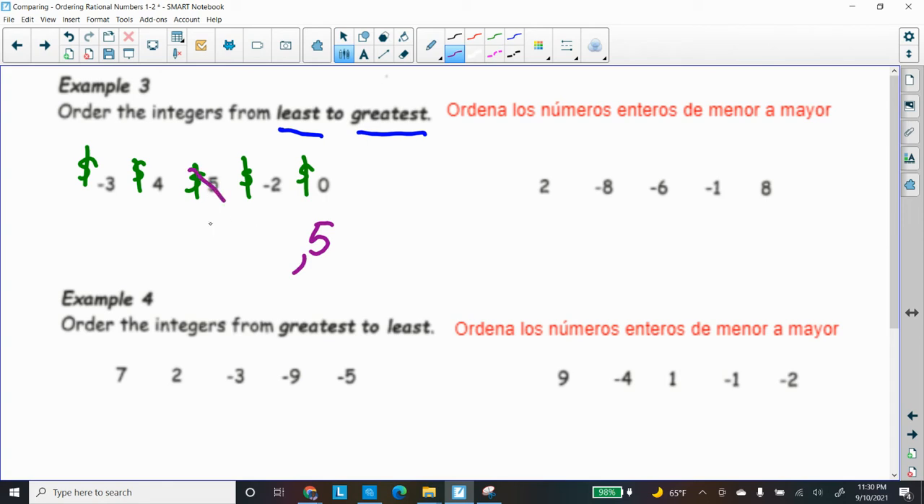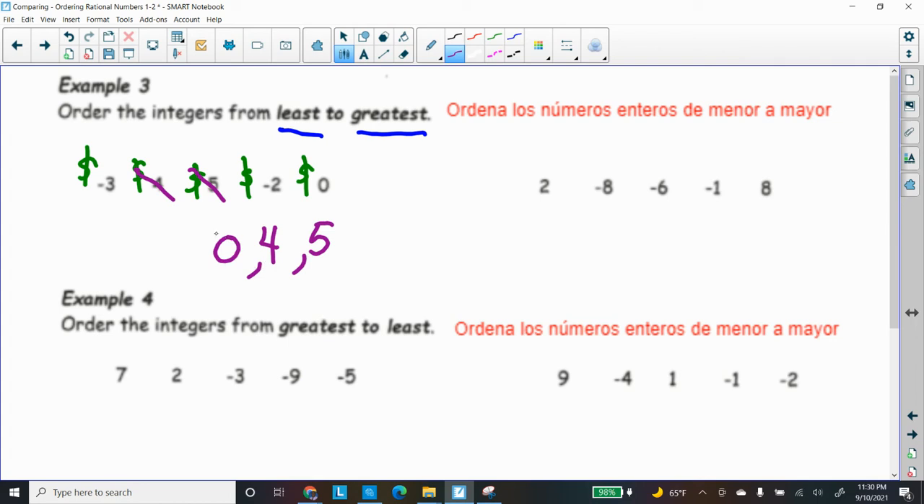So I'll cross out that 5. What's the next biggest? That'll be the $4. And I'll cross out the $4. And now, what's the next biggest amount of money? I see a -3 and a -2 and 0. Well, 0 is the next biggest.